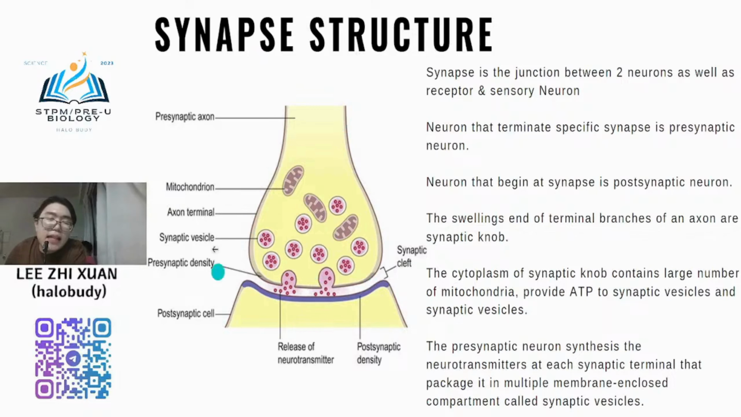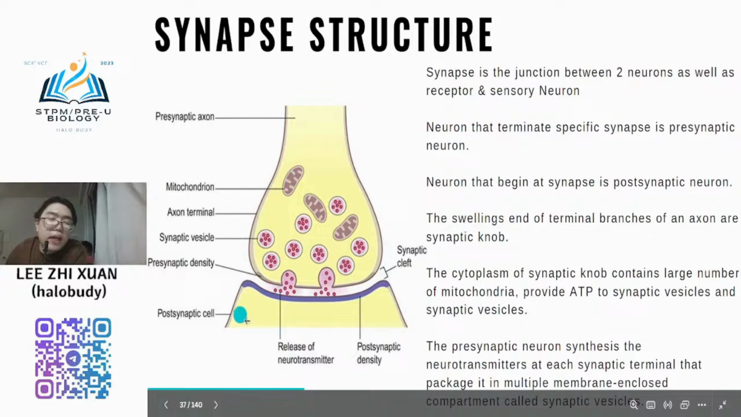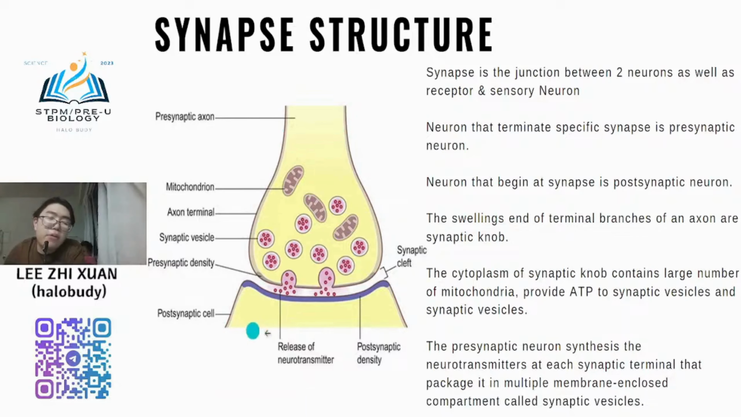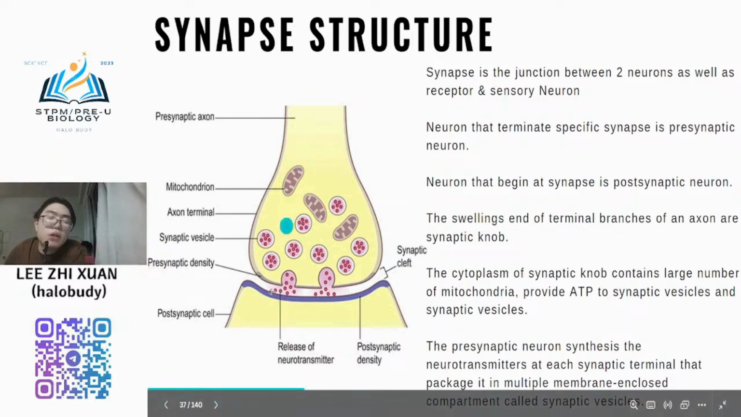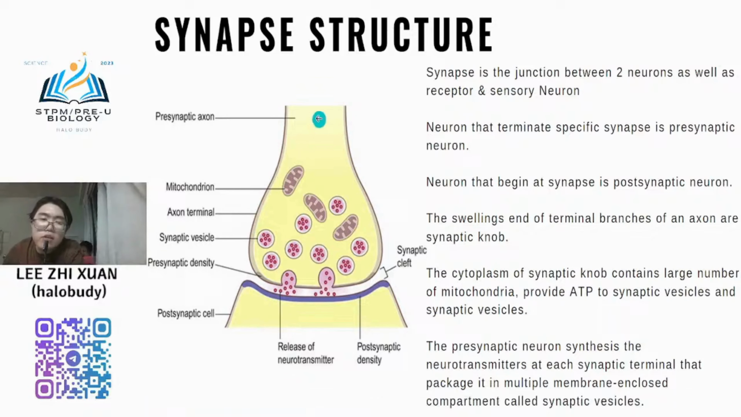You see that this is one neuron, A, and this is the opposite neuron, B. This is what we call the presynaptic axon and the postsynaptic cell, the presynaptic neuron and also the postsynaptic neuron. Presynaptic is where the electrical impulse comes in, and postsynaptic receives the electrical impulse from the presynaptic axon. Normally you need to know the structure.